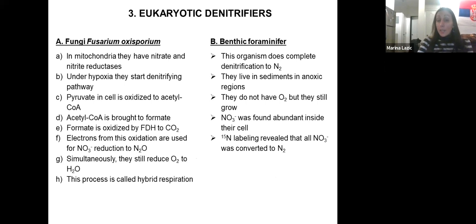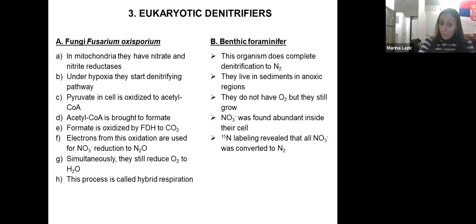And last but not least are eukaryotic denitrifiers. Example one is Fusarium, a fungus, and the second one is foraminifer. In the mitochondria of Fusarium, there are nitrate and nitrite reductase enzymes, and when there is hypoxia, they start the denitrifying pathway. In the cell, there is all sorts of pyruvate, and pyruvate is oxidized to acetyl coenzyme A. They specifically convert acetyl coenzyme A to formate, and formate gets further oxidized, and electrons from these oxidations are used to reduce NO3 minus to N2O, nitrous oxide. So NO3 minus, NO2 minus, then NO, N2O, which is the final product.